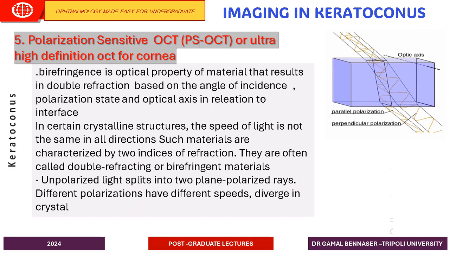Now we come to the fifth type of imaging in keratoconus, which was recently invented, what's known as the polarization sensitive OCT, abbreviated as PS-OCT, an ultra high definition OCT for the cornea. This precisely describes the imaging of the collagen fibers in the stroma. As you know, in keratoconus the main problem is in the collagen distribution, density and orientation of collagen fibers in the stroma.